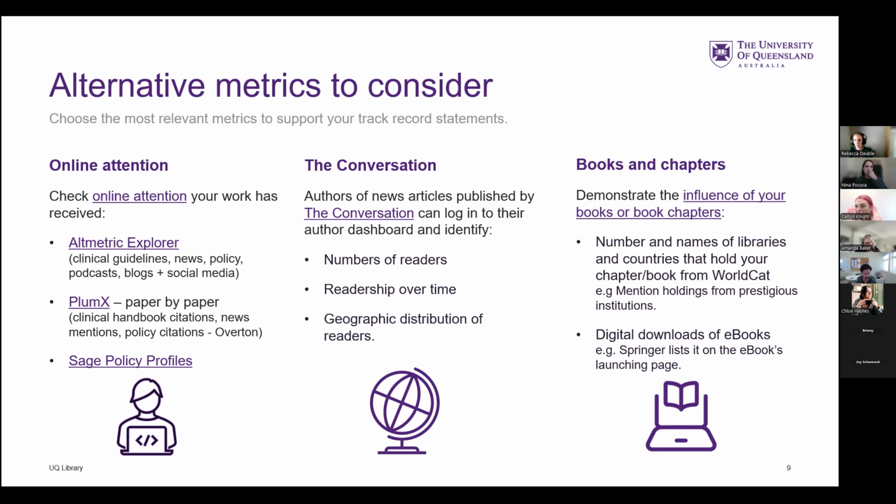Books and chapters, so if you've published a book or a book chapter, you can also demonstrate the influence of these through looking at a tool called WorldCat, which is freely accessible, so everyone should be able to access it. There's a website there. If you go to that page, it provides you a link to WorldCat, and you can look at how many countries worldwide hold that particular book or book chapter. And you can also look at digital downloads of ebooks as well.